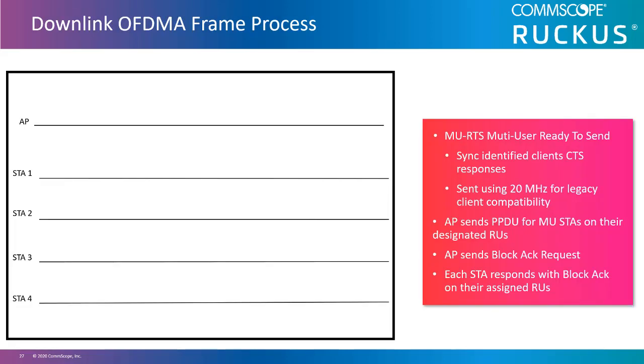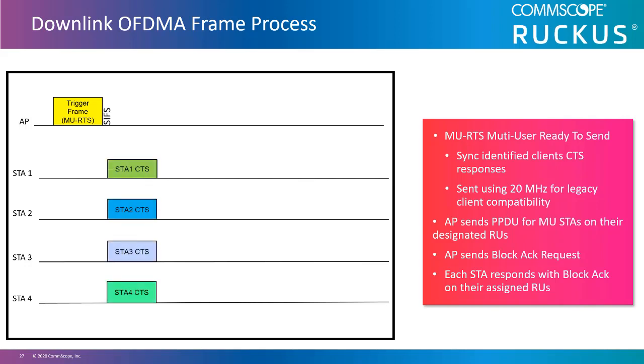Let's discuss the downlink OFDMA frame process. The downlink process begins with the AP contending for airspace, and then will send a multi-user ready to send across the whole channel for legacy devices to understand. This trigger provides the RU assignments to the STA it intends to send to, while providing a sync for all STAs for the following data transmission.